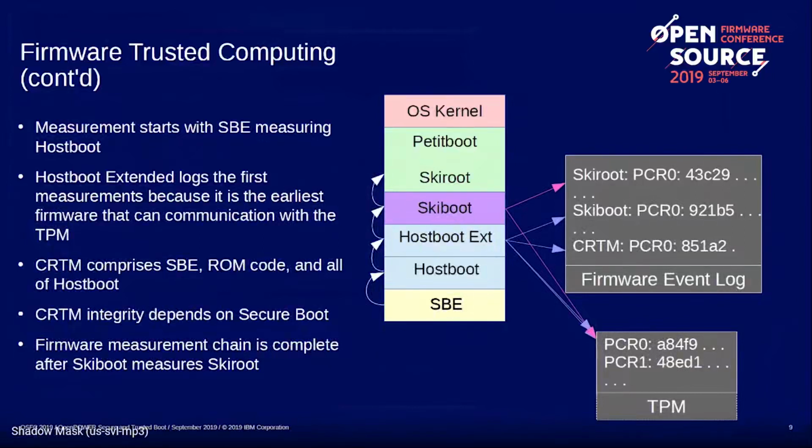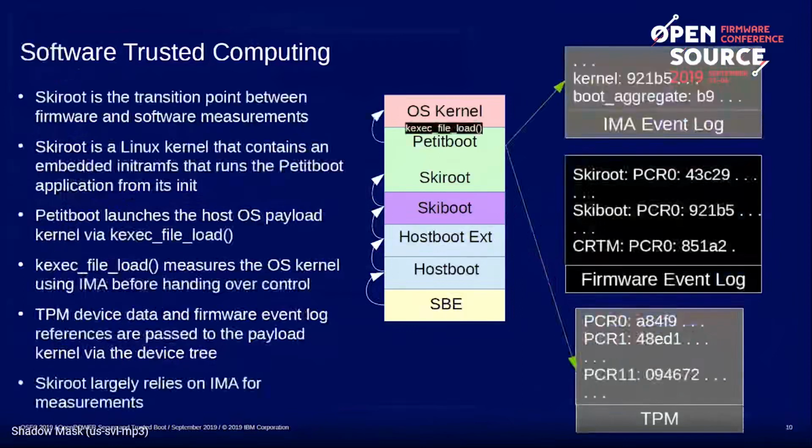So our CRTM comprises the SBE, the ROM code, and all of host boot. And the CRTM depends on its integrity being verified by secure boot. So the signing and verification of the firmware modules. And then the firmware measurement chain stops when ski boot measures ski root, and that's when we transition to the software domain.